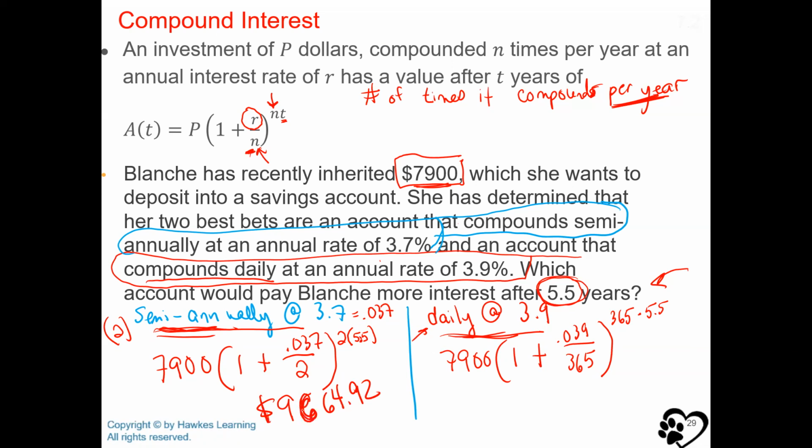And then the other one is 7,900 times 1 plus fraction 0.039 over 365, end your parentheses. Make sure you write an arrow and then raise to the 365 times 5.5. This one is going to have $9,789.90. So which one has more money? This one. That's the answer.